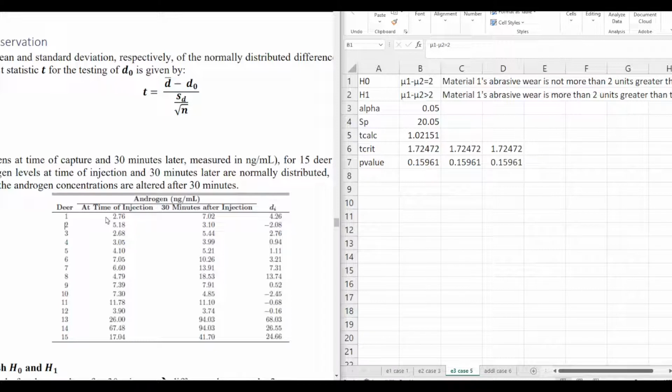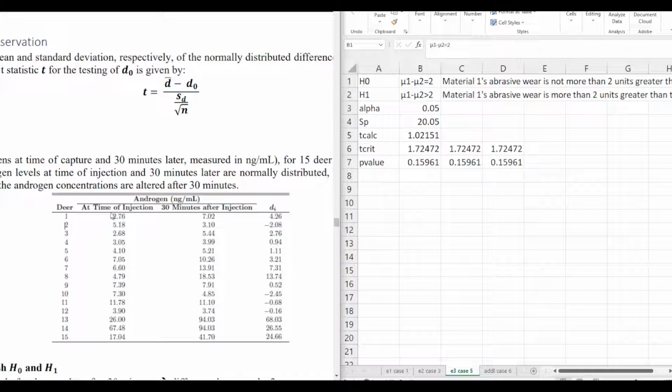Again, I've discussed this earlier but I'll reiterate. You know that it is paired observation if a specific sample, in this case a specific deer, experiences both conditions. So deer 1 experienced the at-the-time-of-injection condition and the 30-minutes-after-injection condition. So these two values, 2.76 and 7.02, come from the same deer. That is how we know it is paired observation.